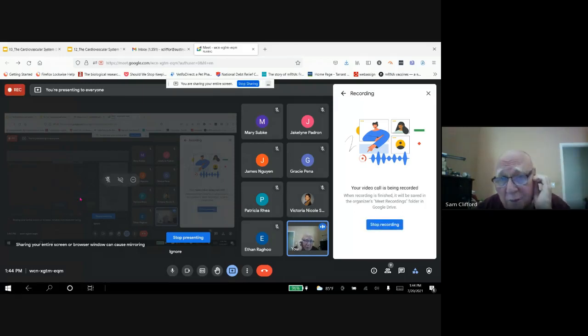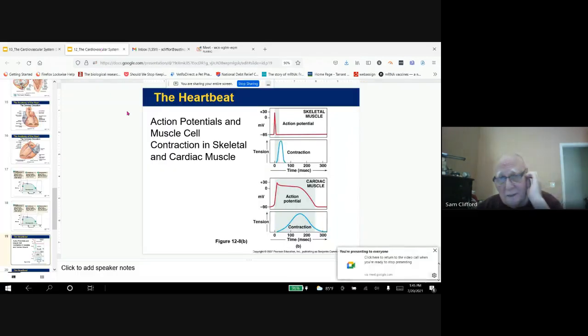Okay, so we're going to be back to the PowerPoint. And to repeat here, skeletal muscle has a very short action potential because skeletal muscle often has to contract very rapidly and at a high frequency. The heart, on the other hand, if it contracts too rapidly, it's fibrillation, and that's going to mean it can't work because the heart has to pump, contract, and relax.